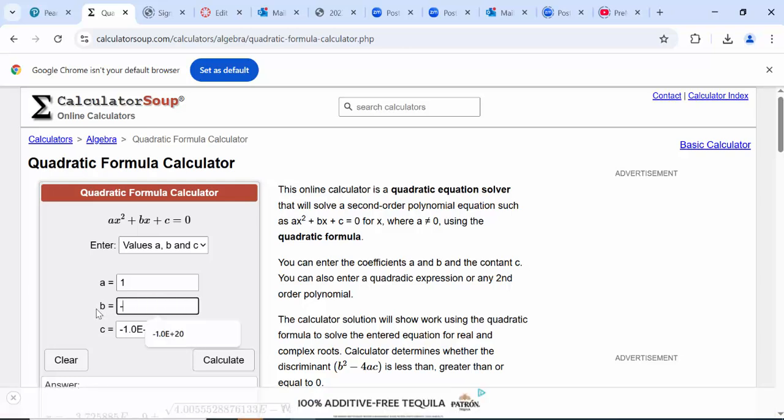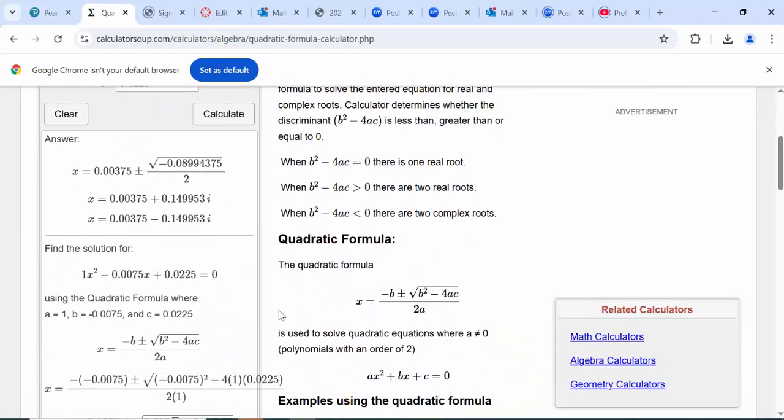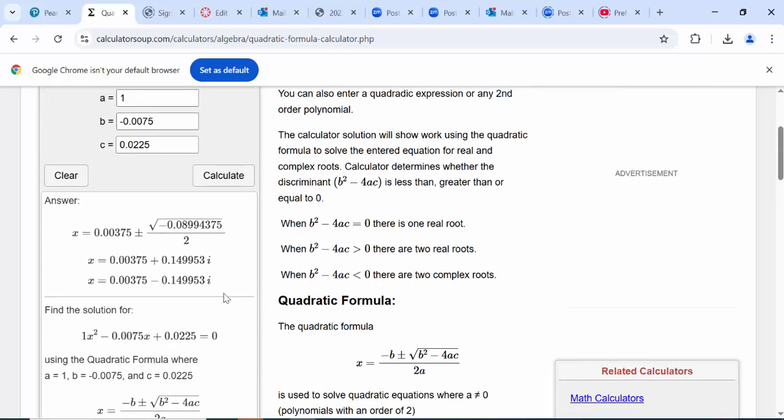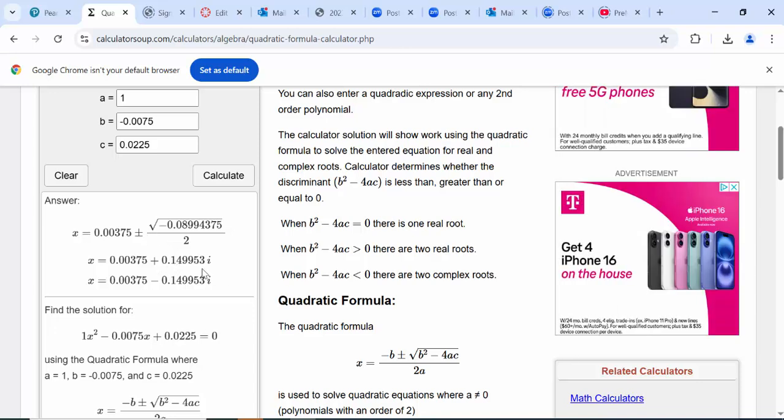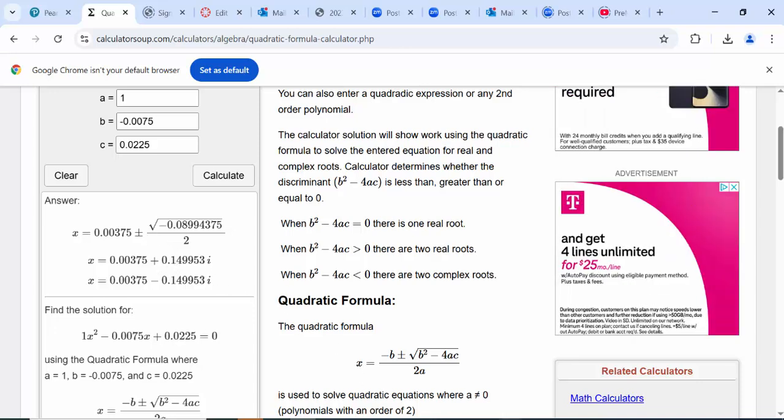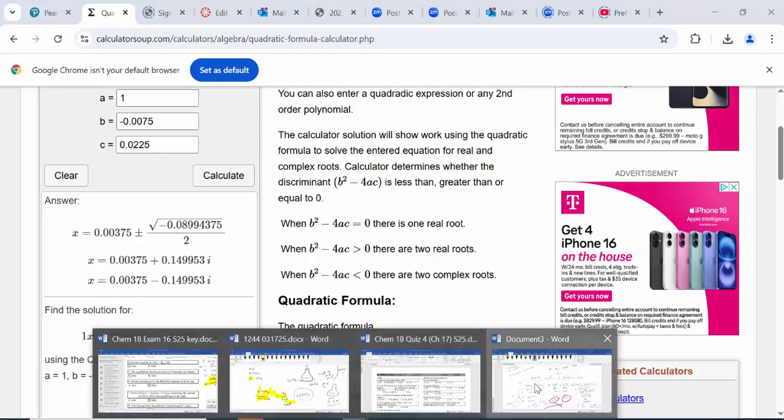This is minus 0.0075, and this is plus 0.0225. We're going to calculate it. Here. Oops, I must have gotten the signs wrong because I have an imaginary number here. So let me check my math.